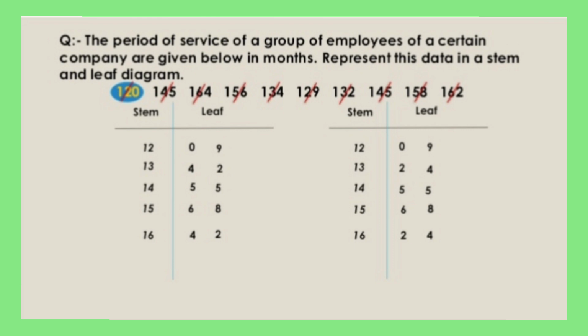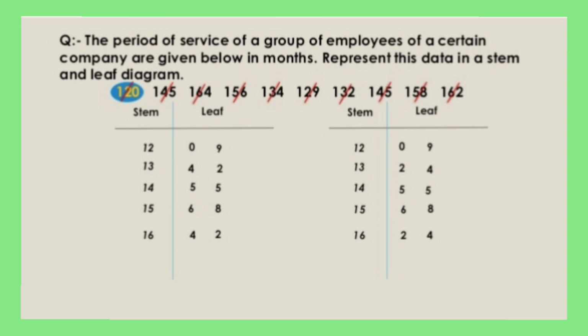Now we will start from the first value, that is 120. So it should be marked in front of the stem 12 as 0. Then 145. 5 should be marked in front of 14 in the stem column. Then 164. 4 should be marked in front of 16. 156. 6 should be marked in front of 15. Likewise, you have to mark all the data in the given set.